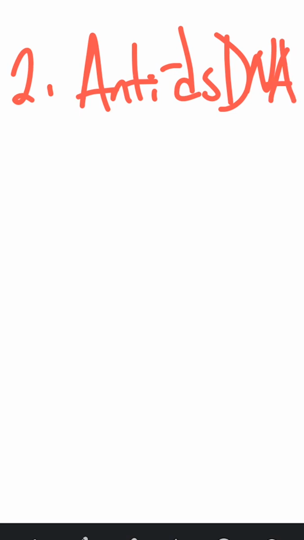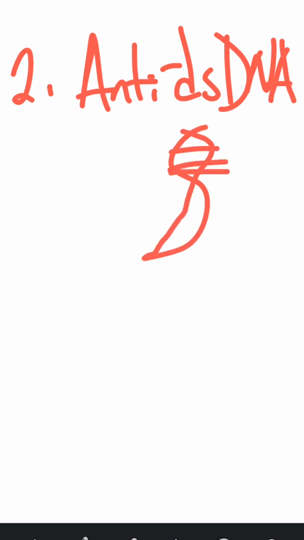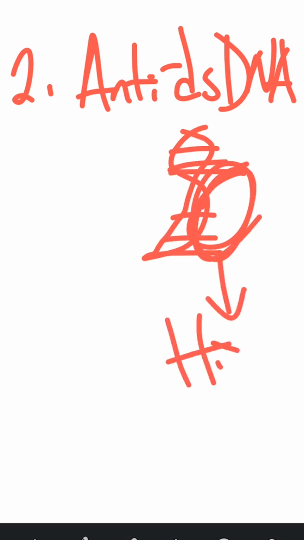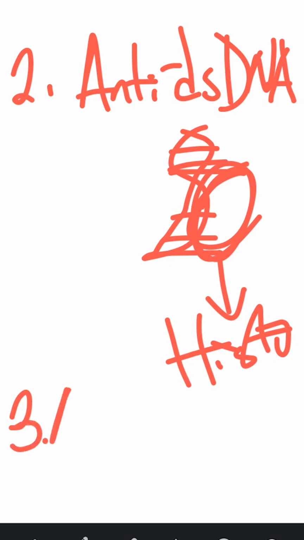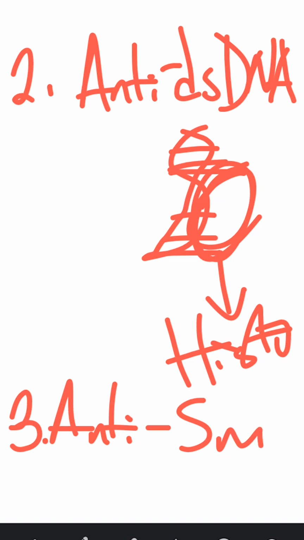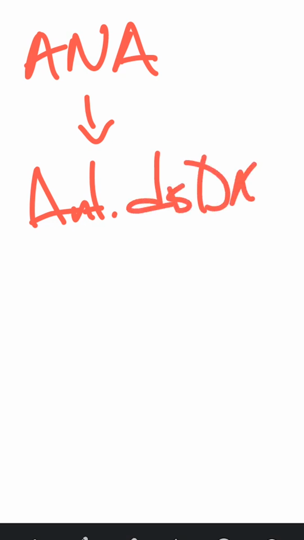And again, remember that this DNA, which is being expressed extracellularly, in the cells is wrapped around proteins. These proteins are known as histones. So we can also check for that, and this is where the third investigation comes in, which is anti-Smith, or Sm. So for the diagnostic investigations that we are interested in, you start with ANA. If ANA is positive, we can then go on to anti-double-stranded DNA, and we can also check for anti-Smith.